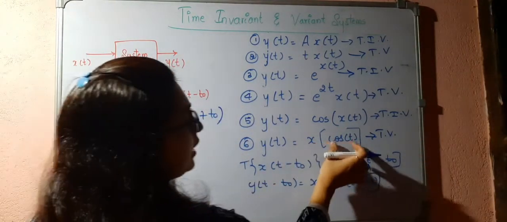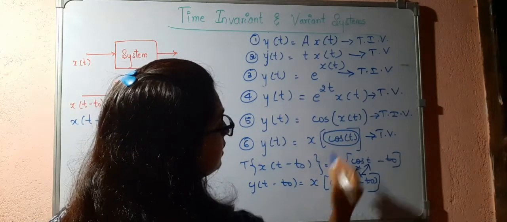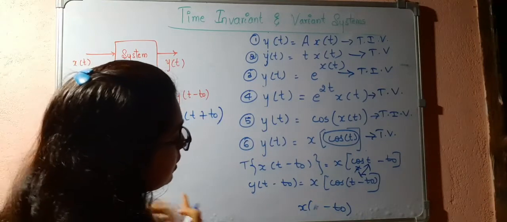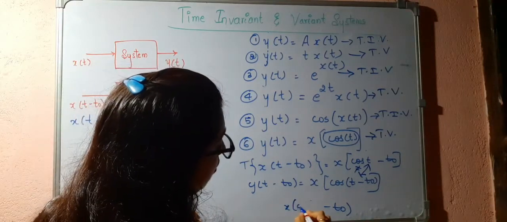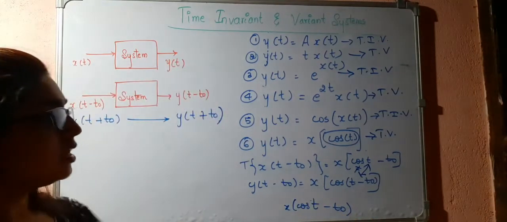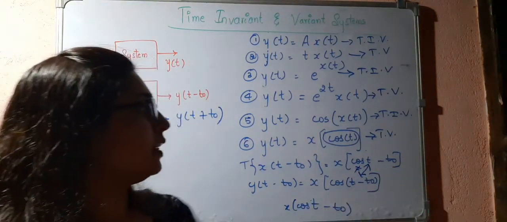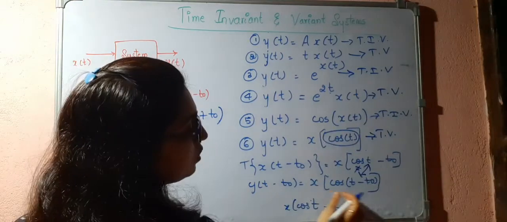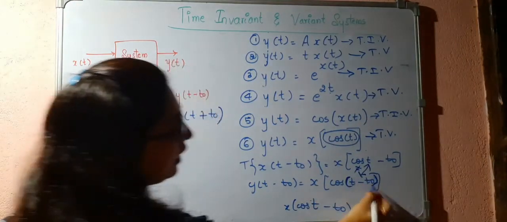Here, if I consider this as t, it should be t minus t naught, right? So now replace this. That's why it is cos of t minus t naught. But for the output shift, every t will be shifted. So that's why I have taken the bracket here.